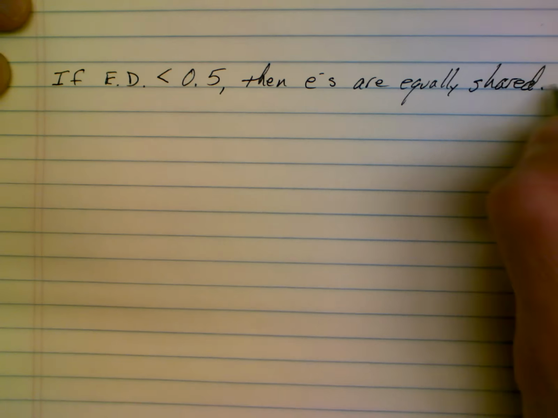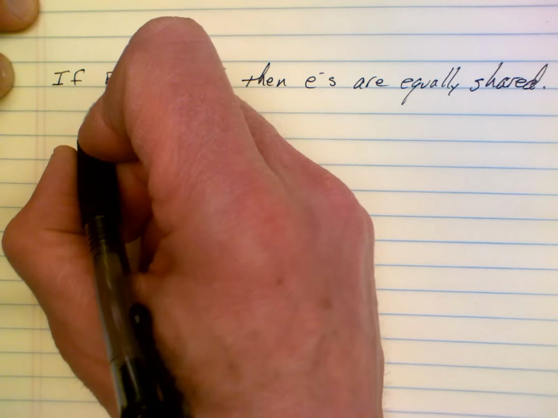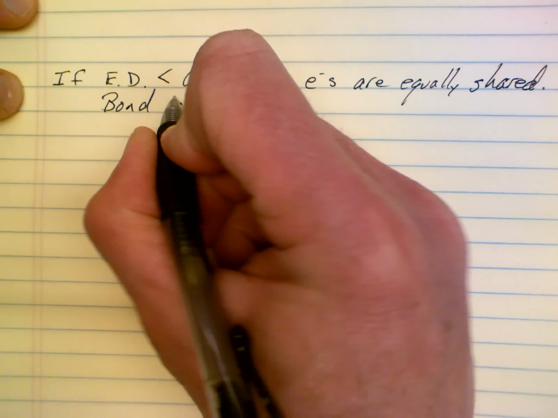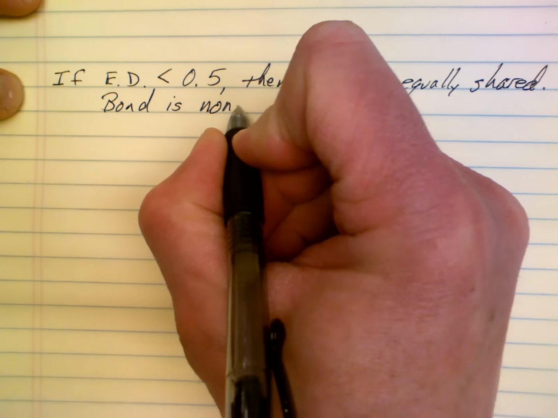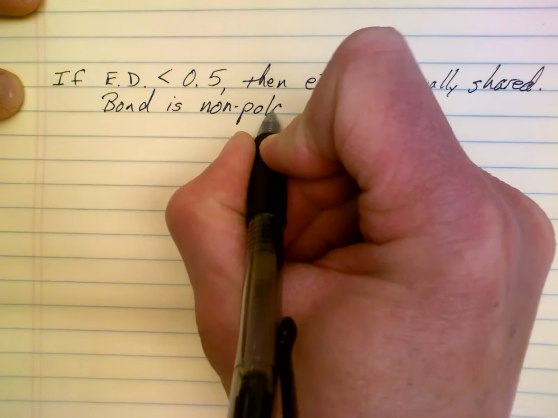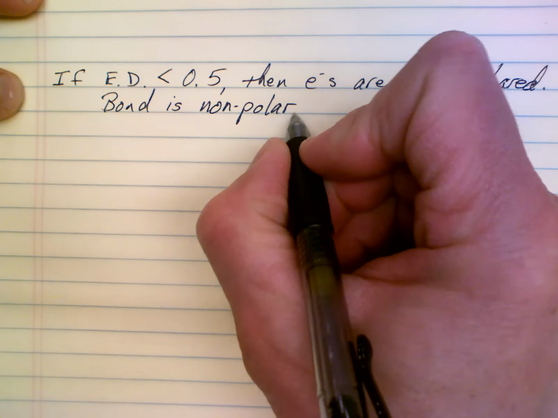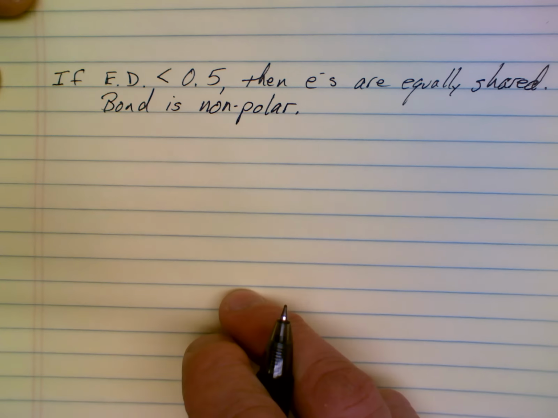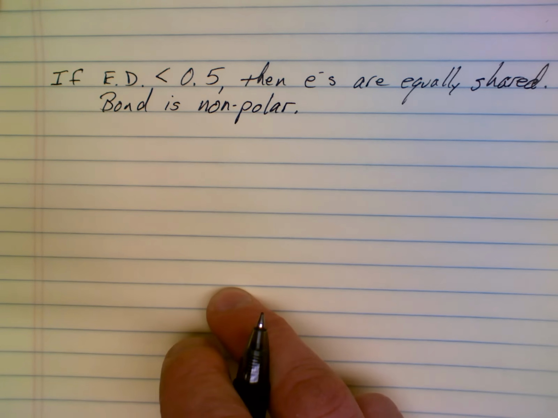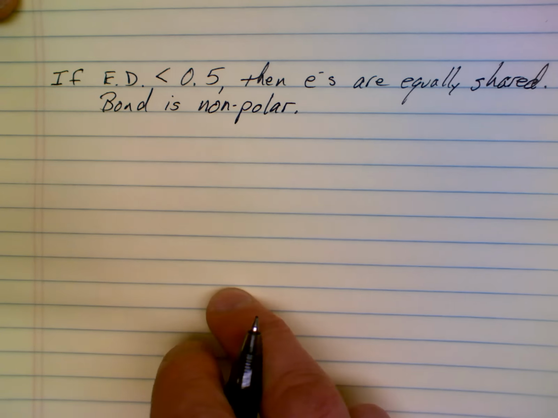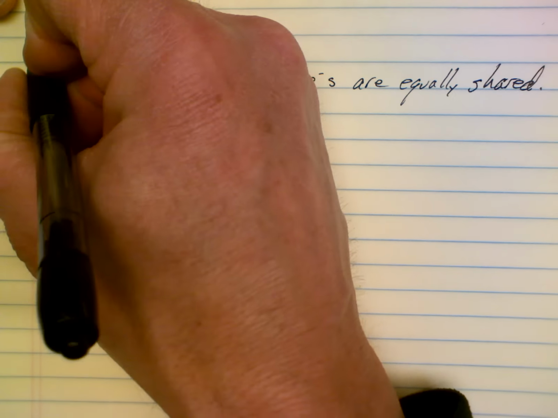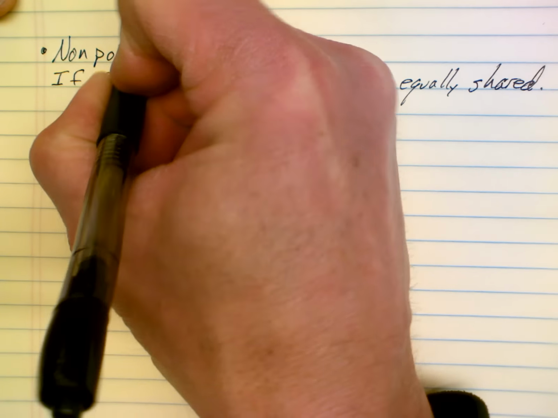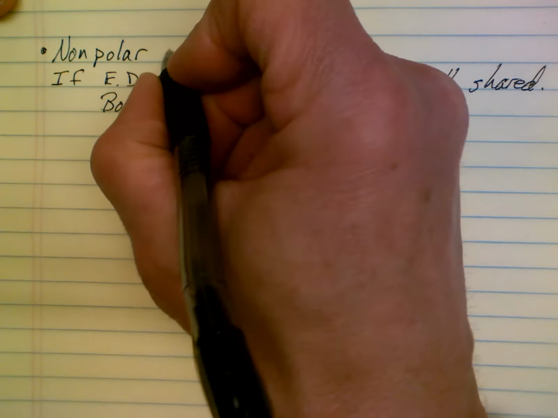And we say then that the molecule or the bond is non-polar. So there'll be an even distribution of the electrons in that kind of a molecule. So again, we're talking about non-polar molecules here. Or excuse me, non-polar bonds.